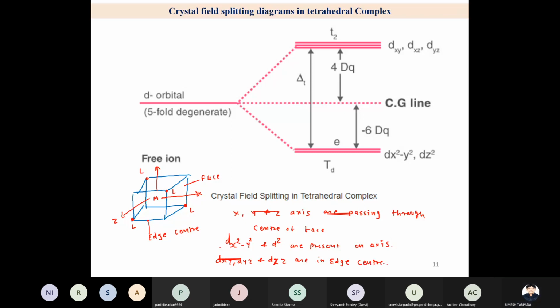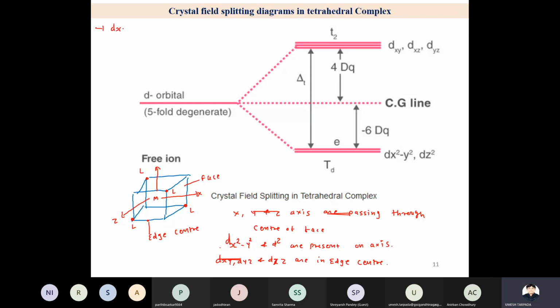passing through its center. So in tetrahedral complex, none of the d orbitals are in direct contact with ligand. Octahedral में definitely it is passing through the ligand, तो direct contact में थी. But here none of the d orbitals is in direct contact with ligand. But dxy, dyz and dxz are near to the ligand. Look at here. जो एज सेंटर में है वो लिगेंड की नजदीक है, क्योंकि लिगेंड भी एक एज के कॉर्नर में है. Okay, so dxy, dyz and dxz are near to the ligand orbital, whereas dx square minus y square and dz square are away from ligand.